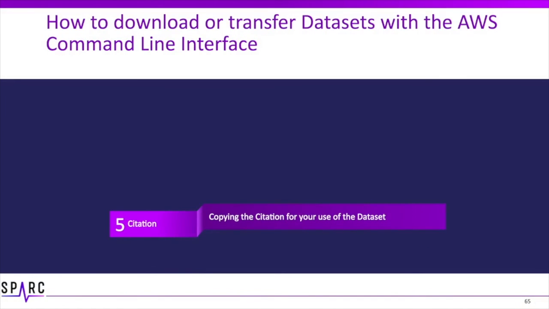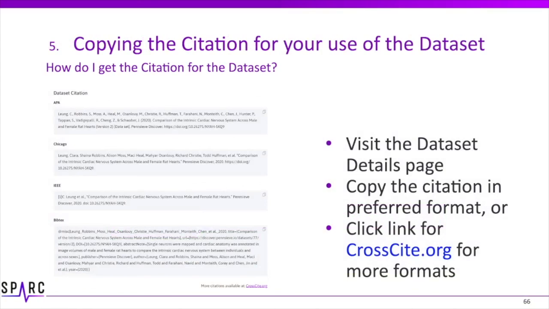And finally, you want to copy the citation for the use of the dataset. Visit the Dataset Details page of the dataset that you are downloading or transferring. Copy the citation in the preferred format, or click the link for crosscite.org for more formats.